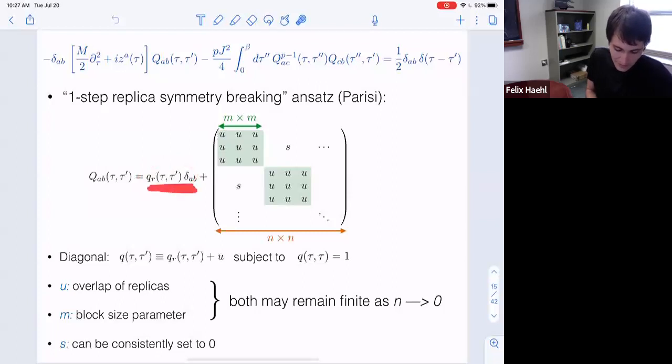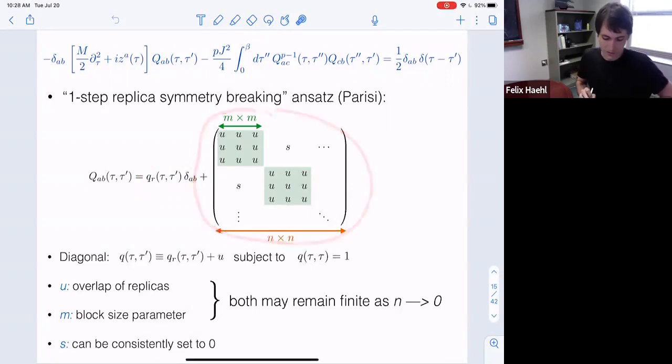The idea is that you put a time-dependent two-point function q_R along the diagonal of this matrix. These are the correlations within a given replica. And then you add to it this replica symmetry breaking matrix that has this block diagonal structure.